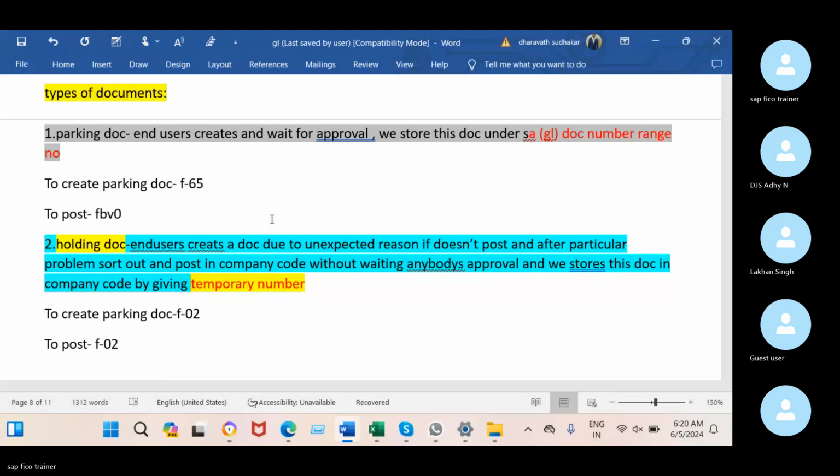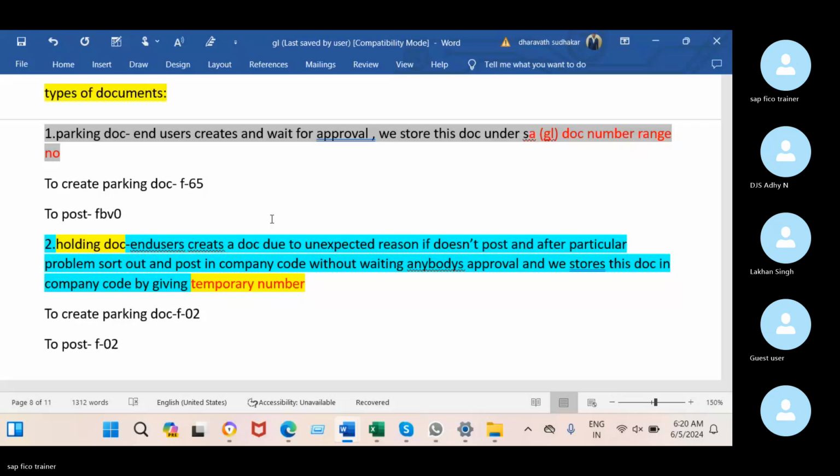Those kind of documents, simply you can say approval documents, come under the category of parking document. For some documents you require approval. Those documents are nothing but parking documents. Please keep that in your mind.